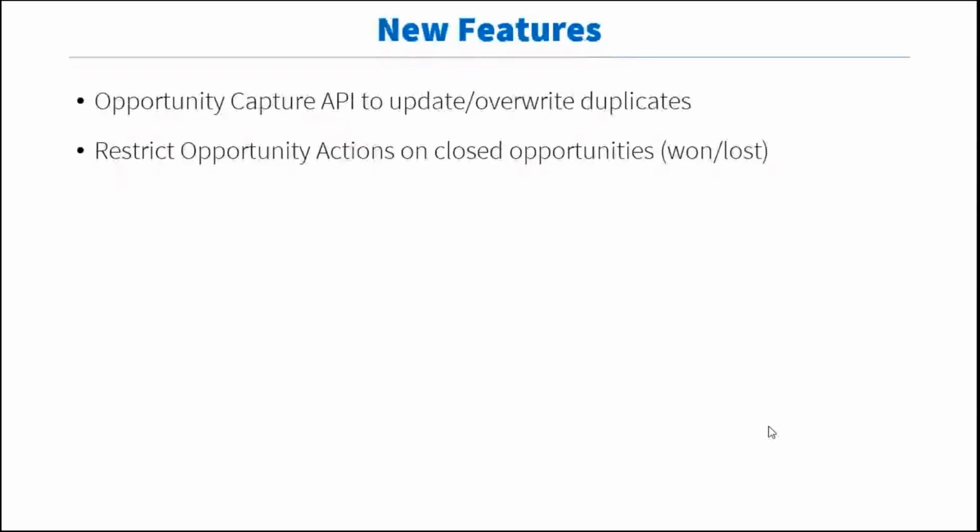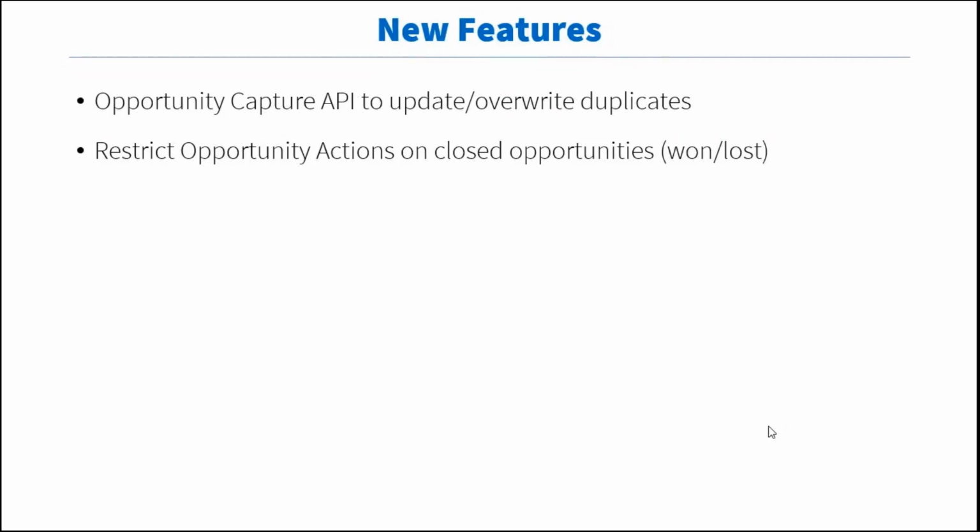And finally, a very important feature again is restricting actions on closed opportunities. What happens is when the sales user has closed the opportunity as won or lost, the deal is basically done, and some of our customers don't want them to make any additional changes to the particular opportunity, be it adding new activities, or changing the values in the fields, changing the expected value or whatever. So they want to keep the integrity of the data intact.